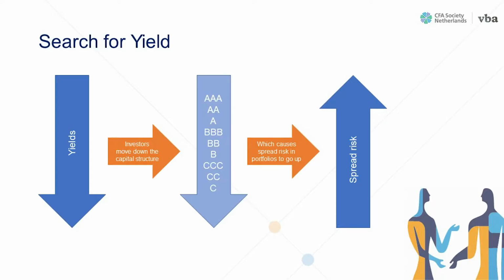Investors usually have a large proportion of their portfolio in debt. Government debt for capital preservation or interest rate hedging and corporate debt for additional return. But as yields have decreased, investors have also moved down the capital structure to higher yielding debt. This has caused the total credit spread risk in portfolios to be substantially higher than in the past.